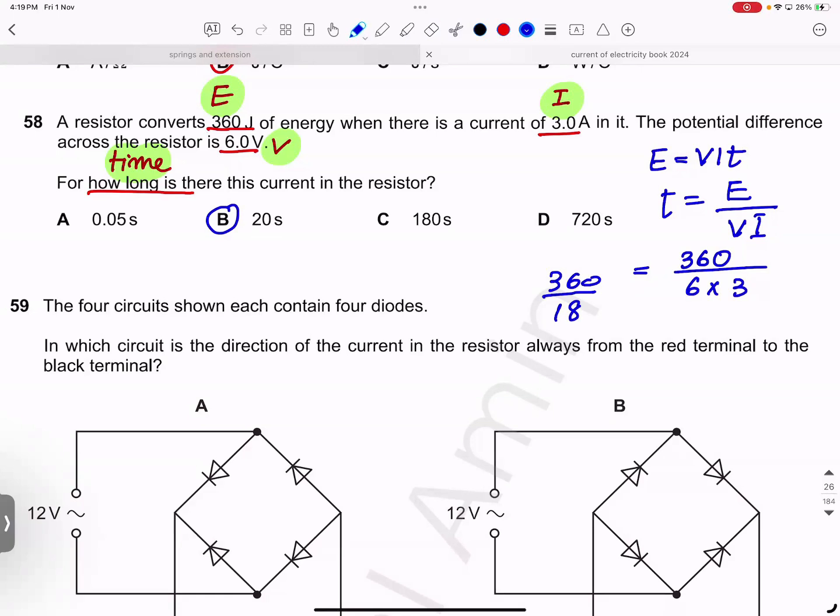We need to look for the right equation which has all these letters. So it was E equals V I T. You rearrange to make the subject T. You get E over V I. You substitute the values, you get the answer B.